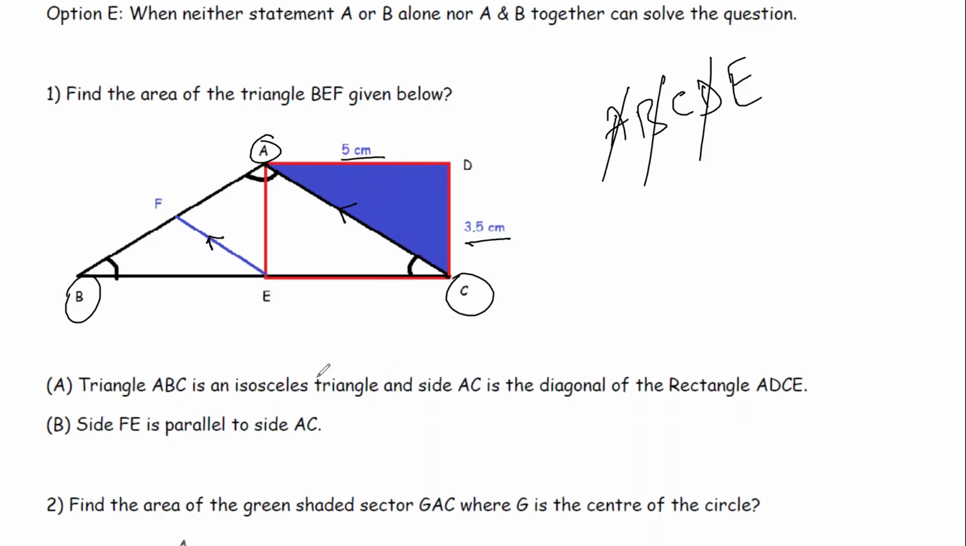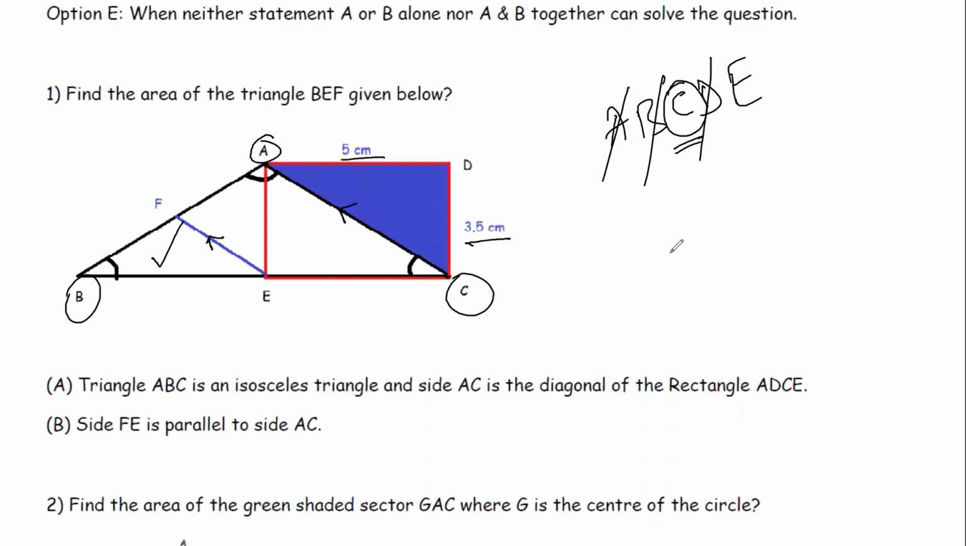Now, when we take both the statements together, then we know that ABC is isosceles, right? And we know that FE is parallel to AC. Then using similarity, we can find out the area of this triangle. So the question is how? Let's solve it. So basically, you don't need to solve it. Once you figure out that you can get to the answer, then C is the answer. Together they'll help, but we'll do the calculation for the sake of understanding.